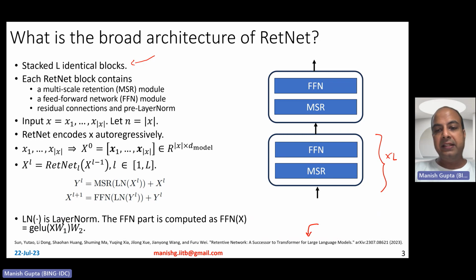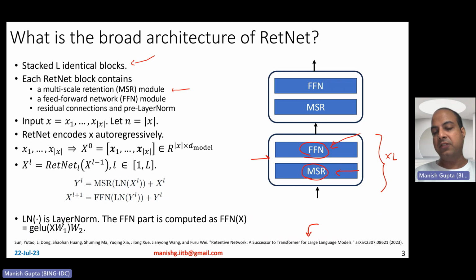Now, each block contains 2 sublayers, an MSR sublayer and a feed-forward sublayer. Compared to the standard architecture of transformers, where this is the self-attention sublayer, they have the MSR sublayer. MSR stands for multi-scale retention. And of course, we'll look at it in detail as to what this layer does. And then there is a feed-forward sublayer, which is exactly the same as in standard transformer models. Like standard transformers, they also have residual connections and pre-layer norm, right?